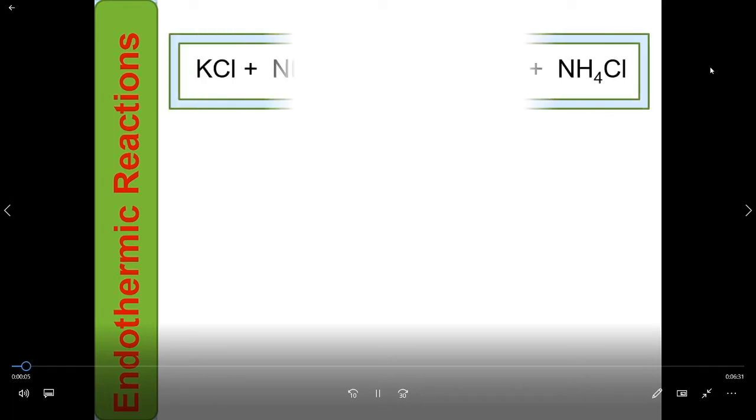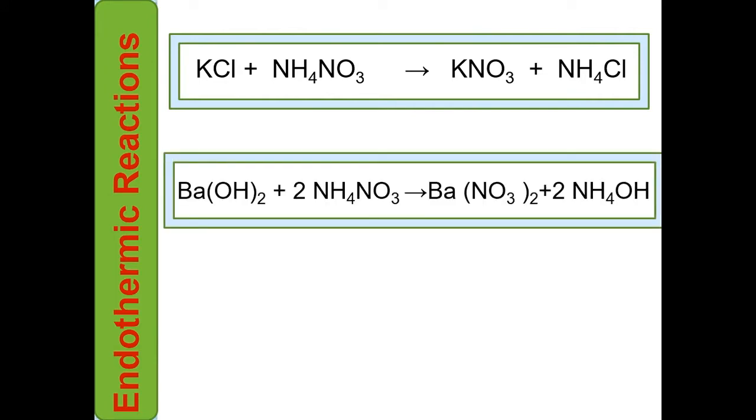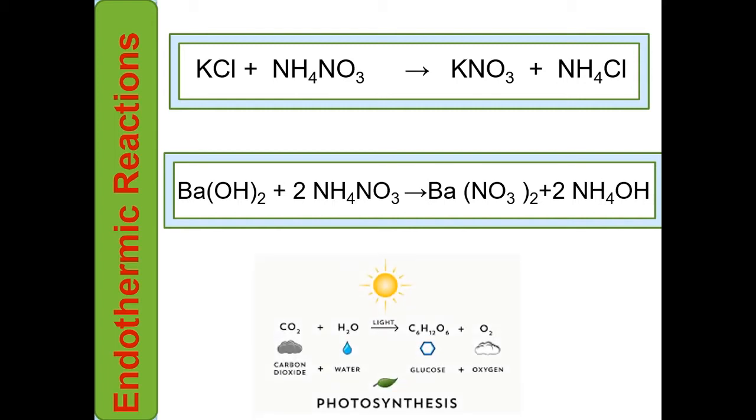Endothermic reactions are relatively less common. A few more examples: reaction of potassium chloride with ammonium nitrate to form potassium nitrate and ammonium chloride. Reaction of barium hydroxide with ammonium nitrate to form barium nitrate and ammonium hydroxide. And the well-known process, photosynthesis, is also endothermic in nature.